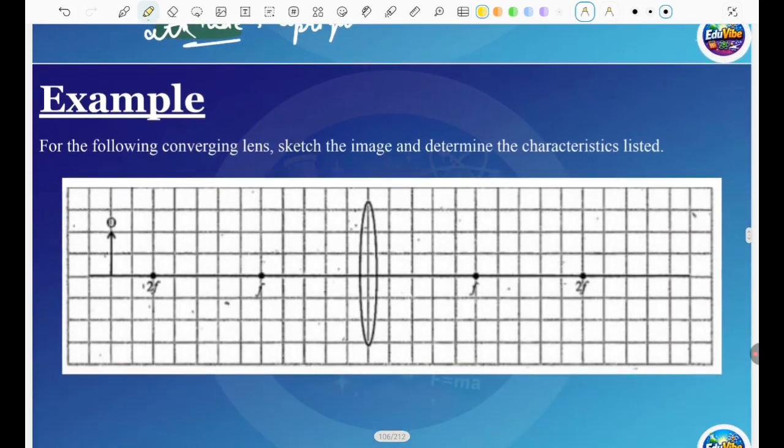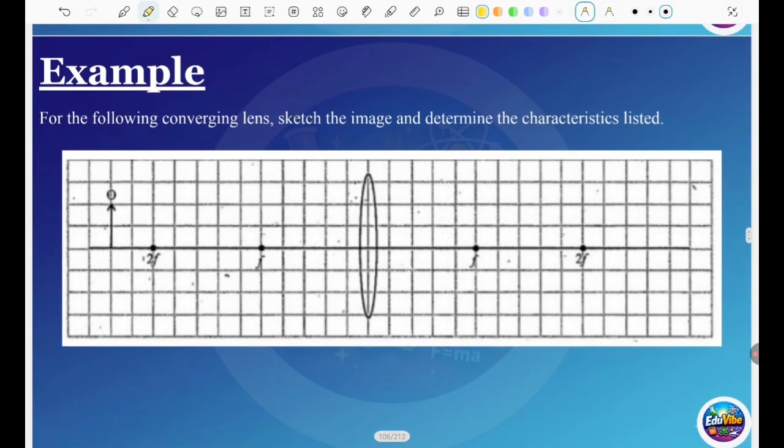Let's move on to the convergent lens. I have to do the same thing. Now your object is over there, beyond 2F, which we can say is beyond the center of curvature or beyond the principal focus. So it's beyond everything. That's the thing you have to know.